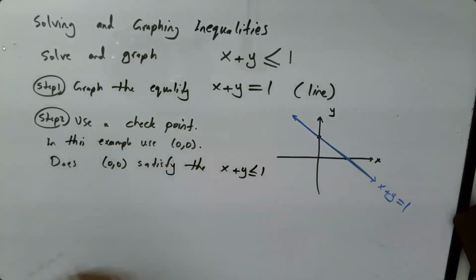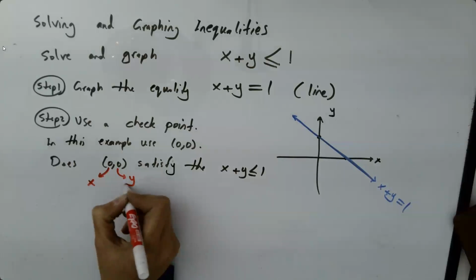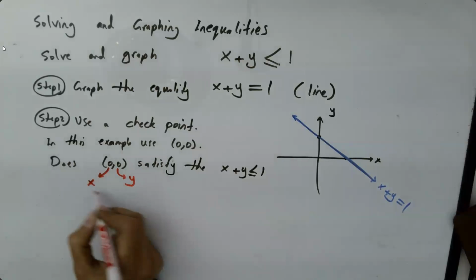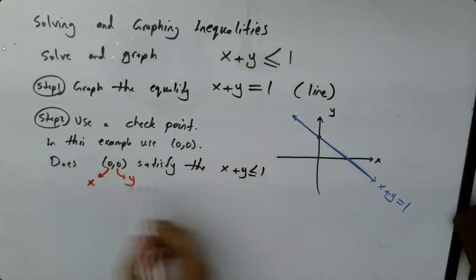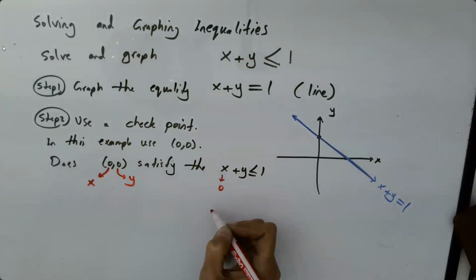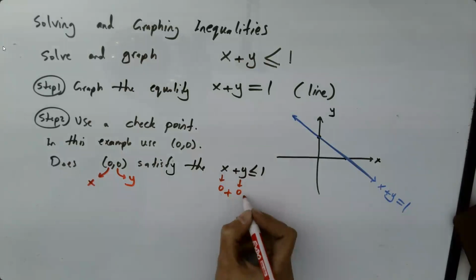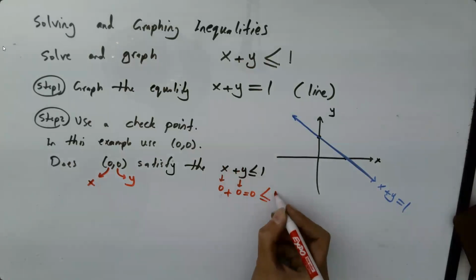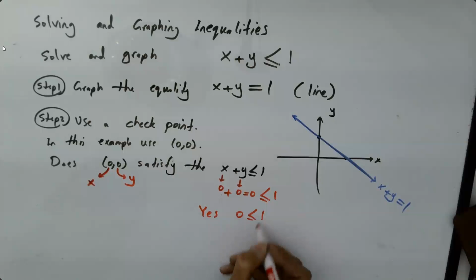What do I mean by that? I mean to plug in 0 for x, 0 for y, and check to see if the left-hand side is less than or equal to 1 or not. My x is 0, okay, plug in 0. My y is 0, yes, plug in 0. The operation in between is addition. 0 plus 0 is 0. Is the left-hand side less than or equal to 1? Yes, of course. 0 is less than or equal to 1.